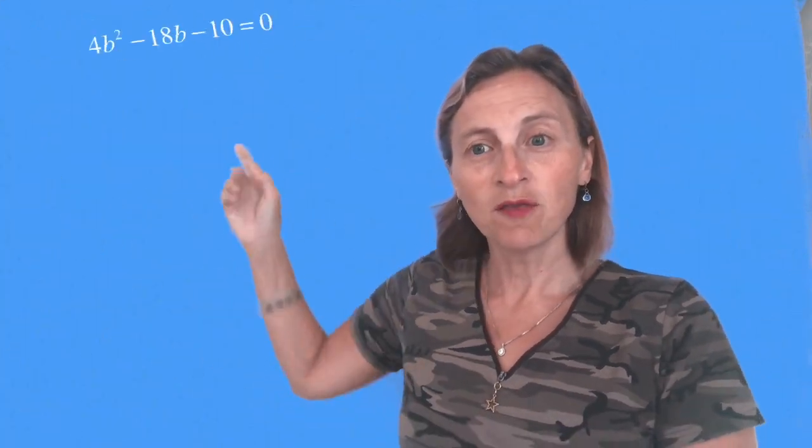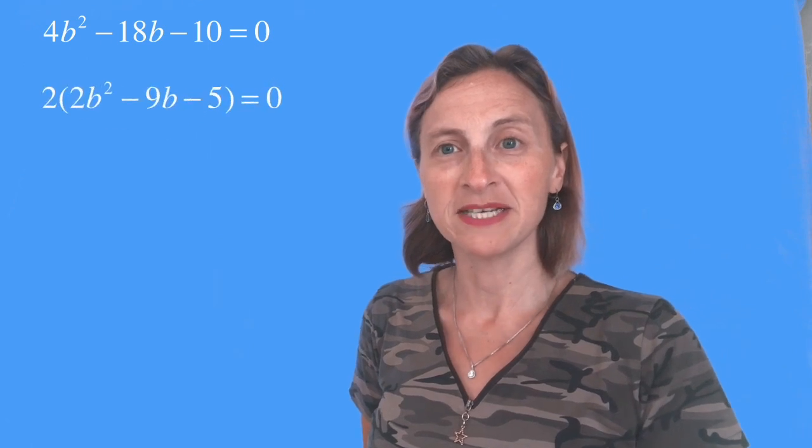If you're starting to get the hang of this, that's great. See if you can have a go at this one before me. Maybe you can pause the video and then check it in a minute. 4b squared minus 18b minus 10 equals 0.